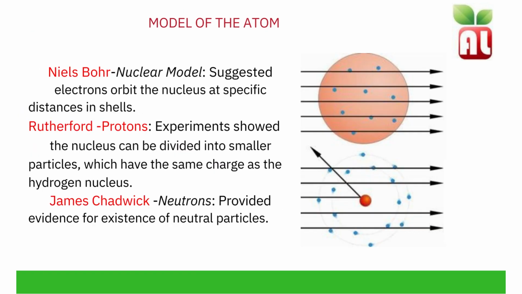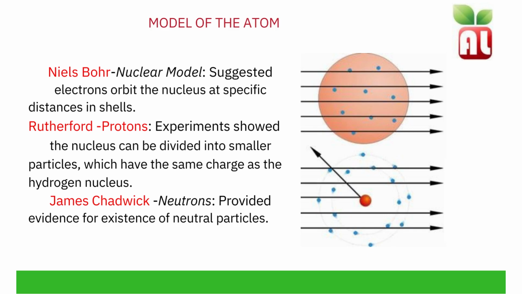Niels Bohr developed the nuclear model, following on from Rutherford's gold foil experiment, suggesting electrons orbit the nucleus at specific distances in shells. Experiments showed the nucleus can be divided into smaller particles, which gave the same charge as the hydrogen nucleus. This was the work done by Rutherford.